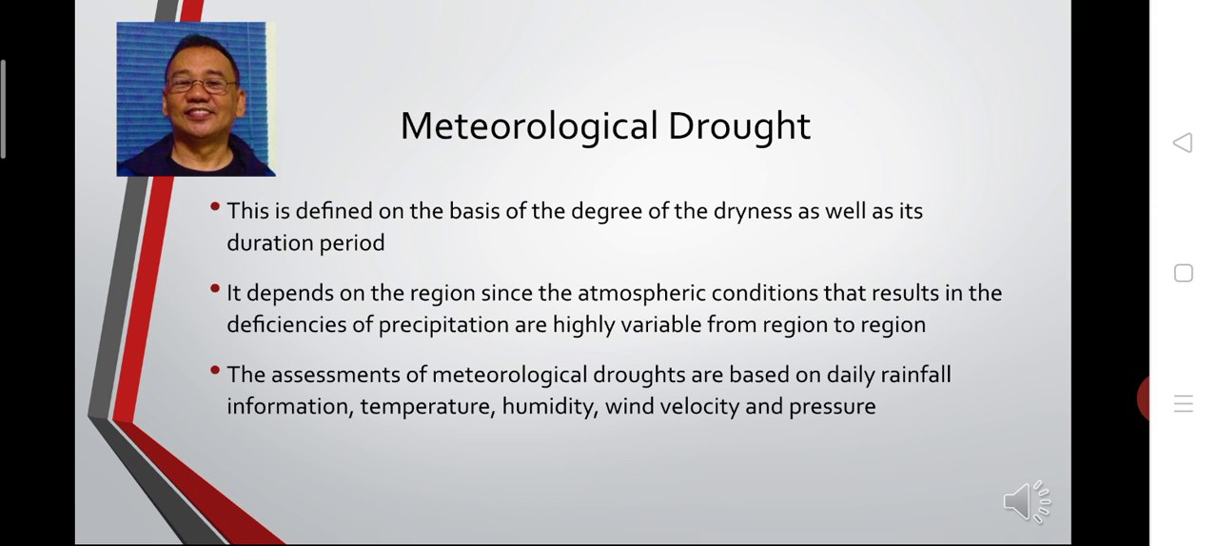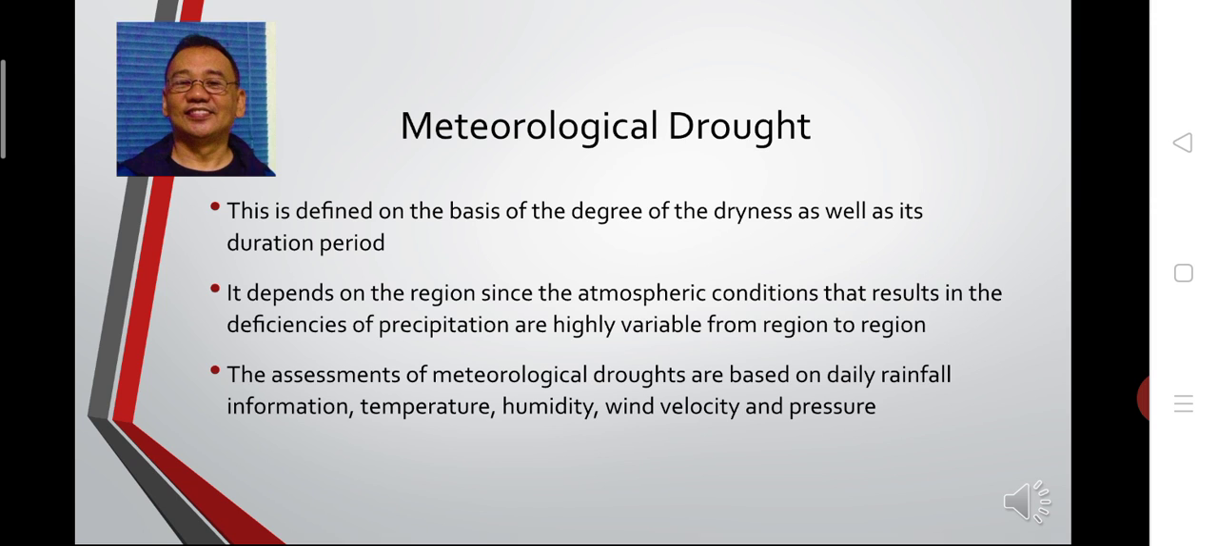merong areas or merong period ang dryness sa bansa. Pero pag ito ay tumagal pa, no, ito ay magdudulot ng matinding kahirapan sa mga masa, lalo na sa taong bayan, sa water, di ba? So, pati iniinom natin ay naapektuhan. So it depends on the region since the atmospheric conditions that result in the deficiencies of precipitation are highly variable from region to region. And nagkakaroon ng change o tinatawag na climate change.